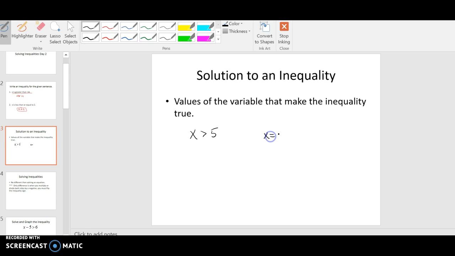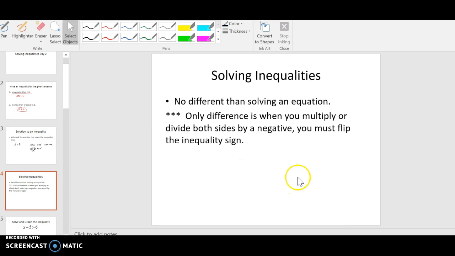So if I put x equals 3 in there, is 3 greater than 5? No. Therefore, that's not a solution. But if I say x is equal to 8, is 8 greater than 5? Yes. Therefore, 8 is a solution to the inequality. Now, when we have other coefficients and variables in this, we have to find the value of the variable that makes the equation or the inequality true.